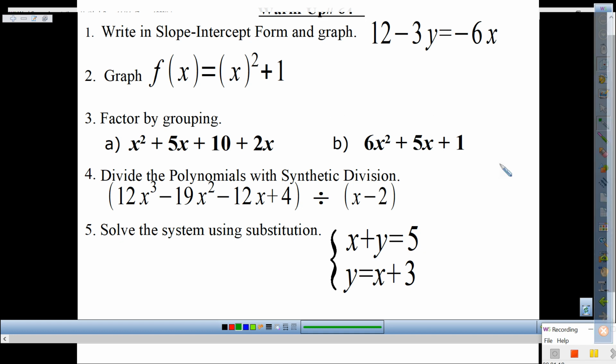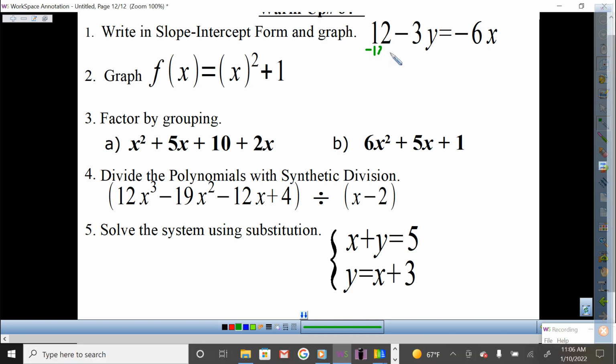Number 1. Being that it's Monday, I'm going to go over this myself. Here it goes. Number 1 says write in slope-intercept form. What does that mean, Mr. Q? Well, we need to solve for y, or leave y by itself. Which means I need to get rid of this positive 12, so I subtract 12 from each side. I'm left with negative 3y equals negative 6x minus 12. And then at the end, divide by negative 3, both sides. That means we're left with y equals 2x plus 4.